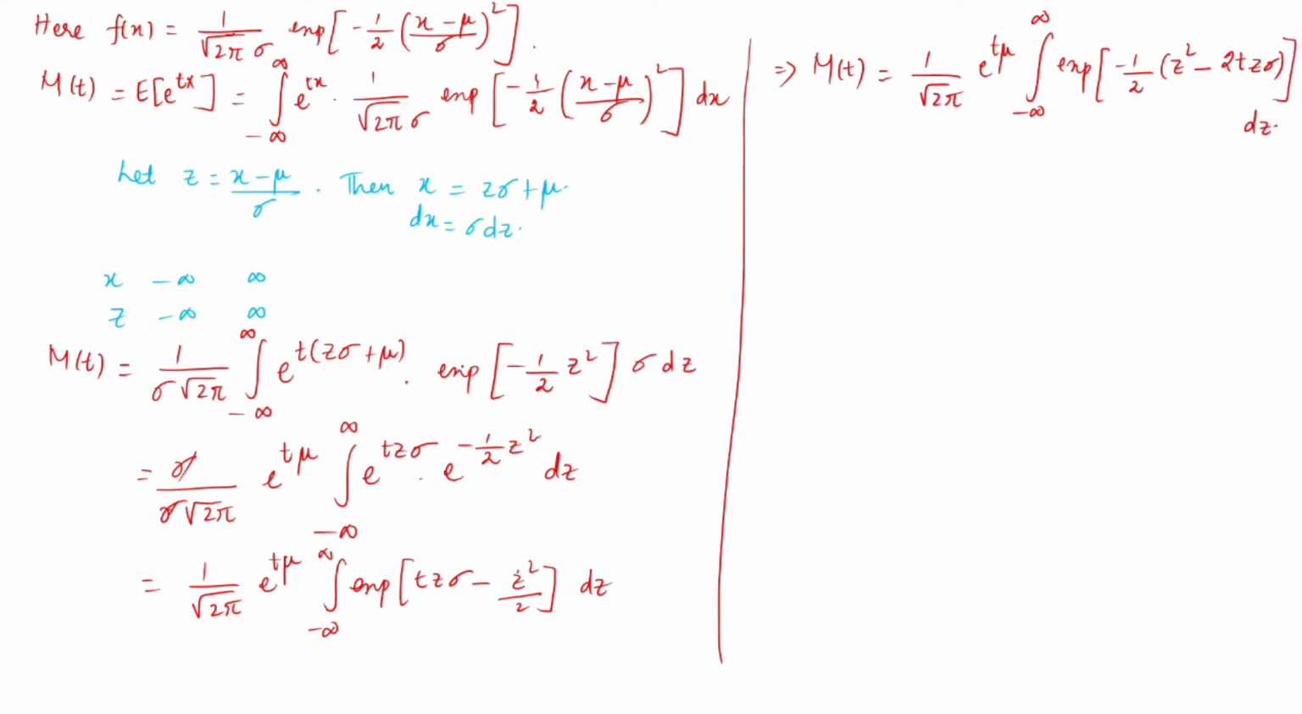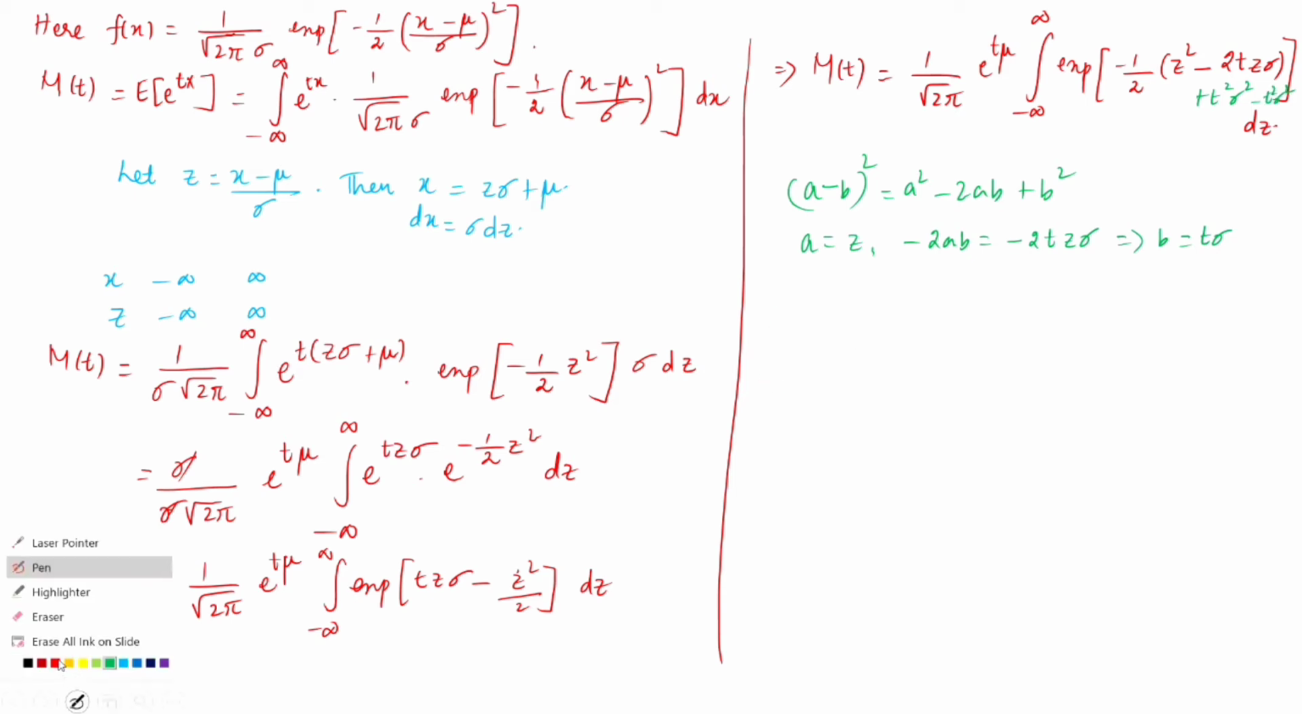Now we know that a minus b whole square is a square minus 2ab plus b square. Okay, taking a equals z and minus 2ab equals minus 2tz sigma. Okay, then we know 2 is 2, minus is minus itself, so this tells us b is t sigma, isn't it? So we just add this t square sigma square and minus t square sigma square here.